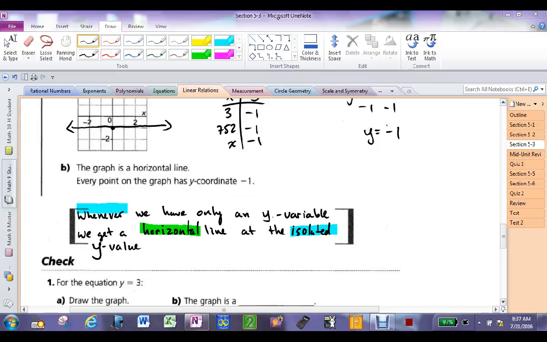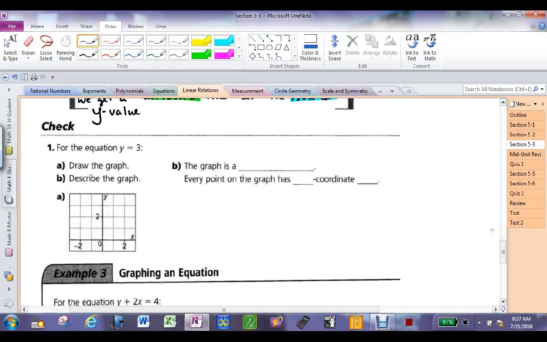Can we get back to the new stuff now? Okay. Do it. What do you got? 3. Where do you go? Y. Draw the graph. Y equals 3. There's y equals 3. Y is always 3, correct? Yeah. So I have to draw that line. The graph is a horizontal line. Every point has the y coordinate of 3.